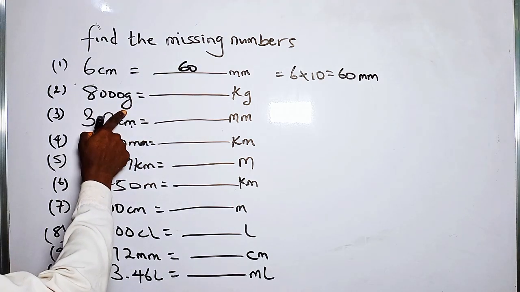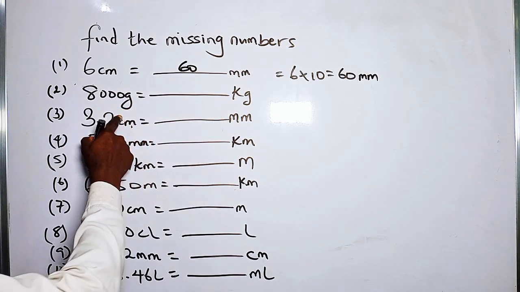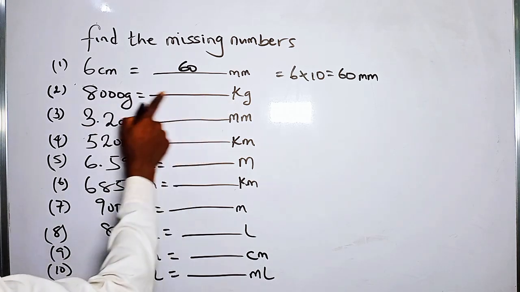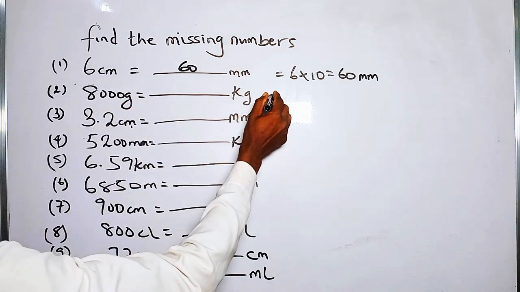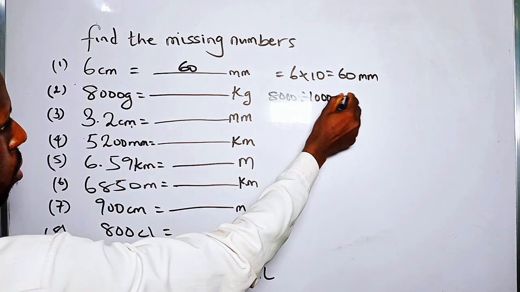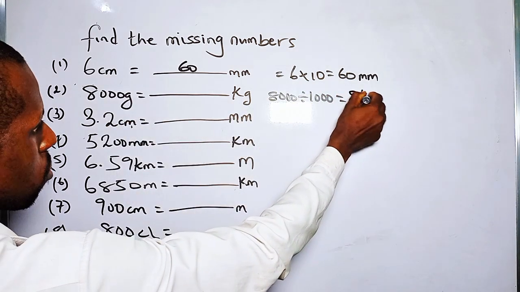Now we are taking from grams to kilograms. We are working with 1000. Coming from grams to kilograms, we divide what we have by 1000. So we have 8000 divided by 1000. When we do that, we have 8 kilograms.